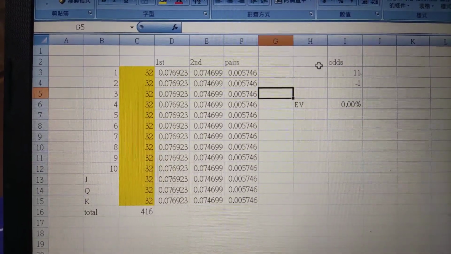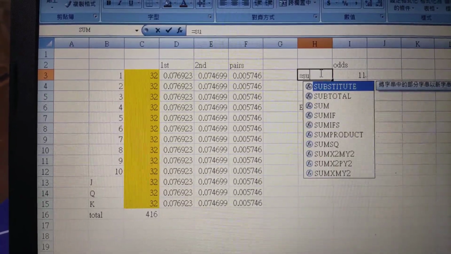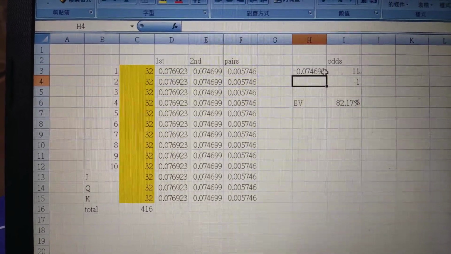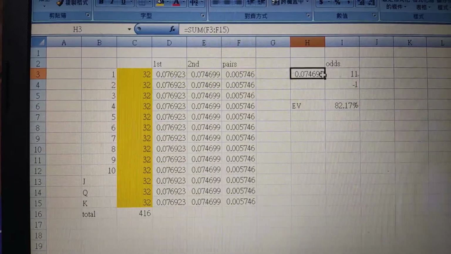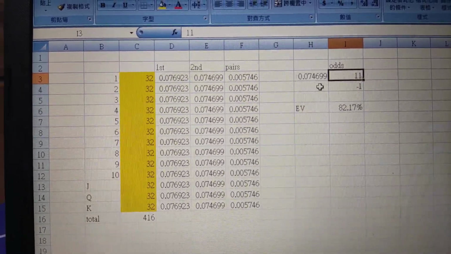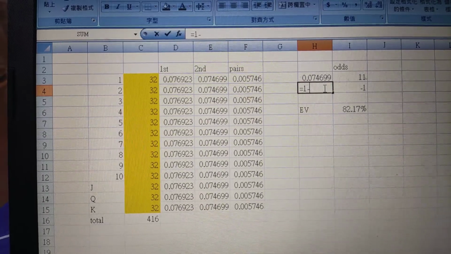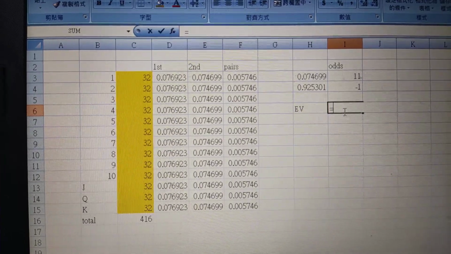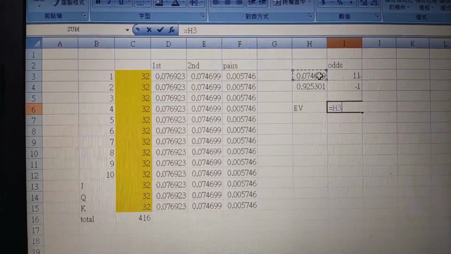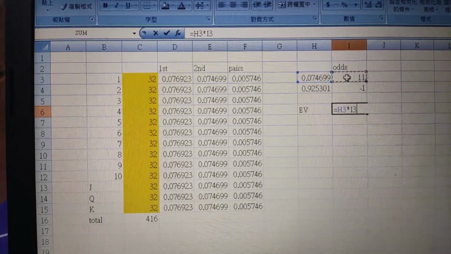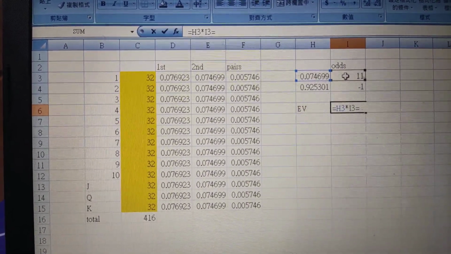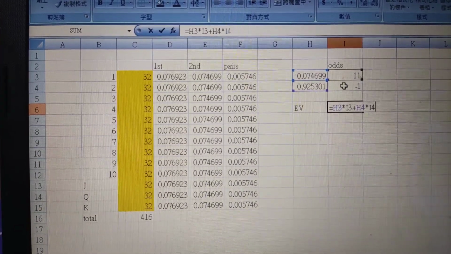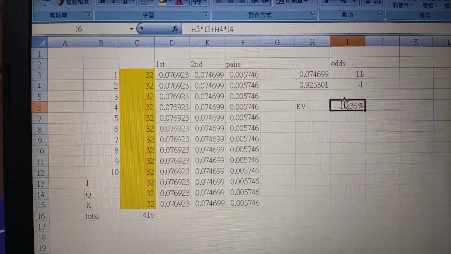Now we have to add the odds. Add this pair, add the odds. This is the probability of pair, and this is the odds, and this is the probability of no pair, and this is the odds. So the EV, the expected return, we calculate this way, and plus this times this. This is the EV of pair.